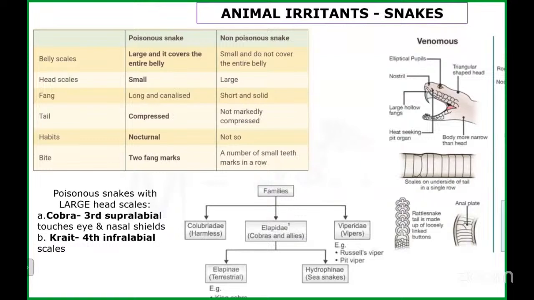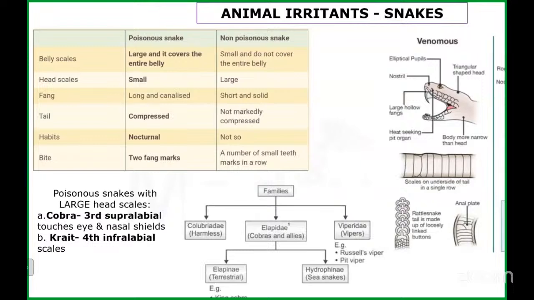The way that I usually did back in my time when I was preparing for the exams is, because they are poisonous, they need food to survive, right? So because they're poisonous, they want to kill a big prey, and because they want to kill a big prey, they need a big belly, and hence the belly scales are large and cover the entire belly. The head scales are small.